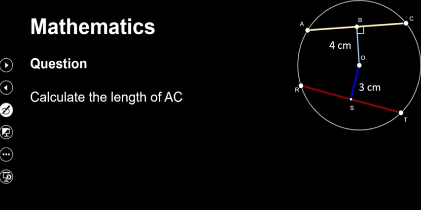Then calculate the length of AC. So now I know that this length here is 5, right? Now they want me to find the length of AC.